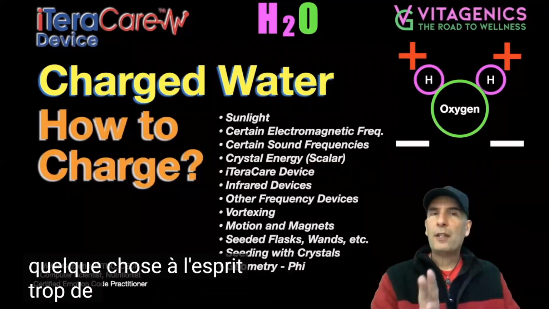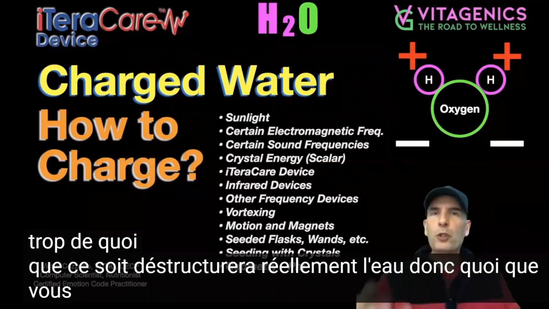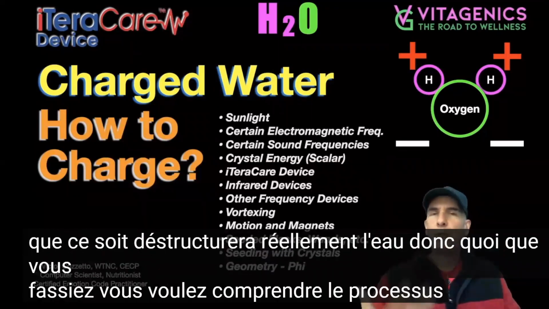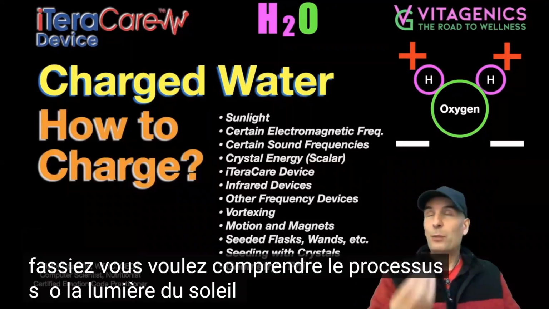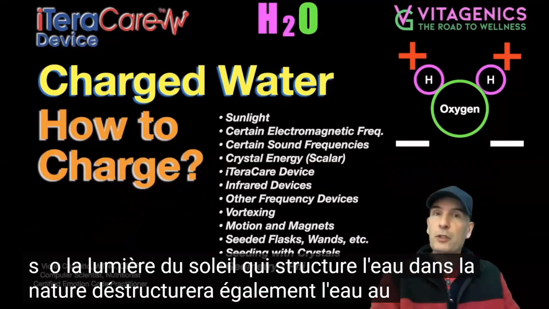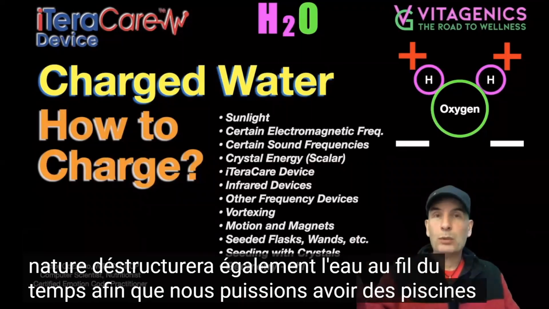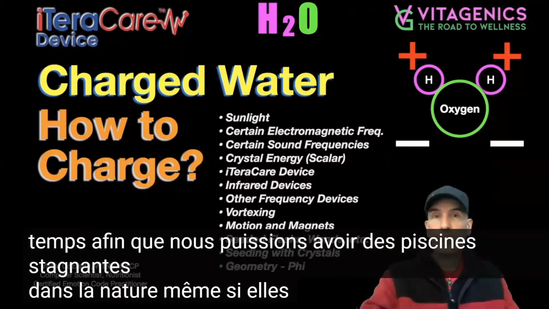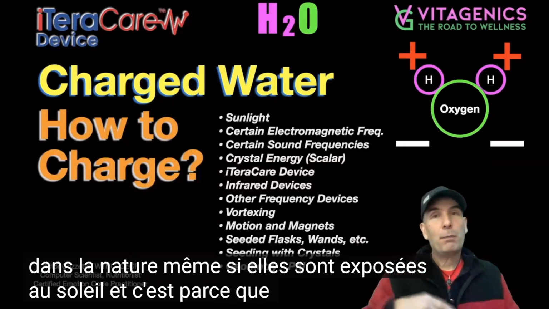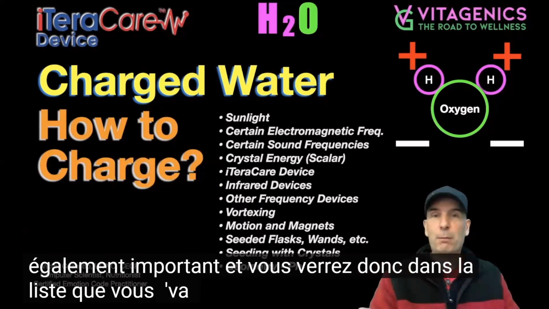Too much of anything will actually destructure water. So whatever you're doing, you want to understand the process. So sunlight, which structures water in nature, will also destructure water over time. So we can have stagnant pools out in nature, even though they're exposed to the sun. And this is because motion is also important. And so you'll see in the list, you're going to find motion.